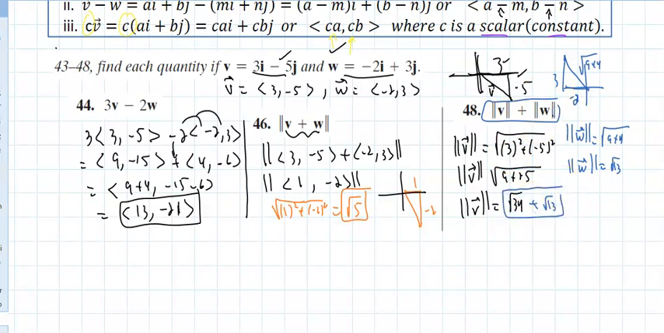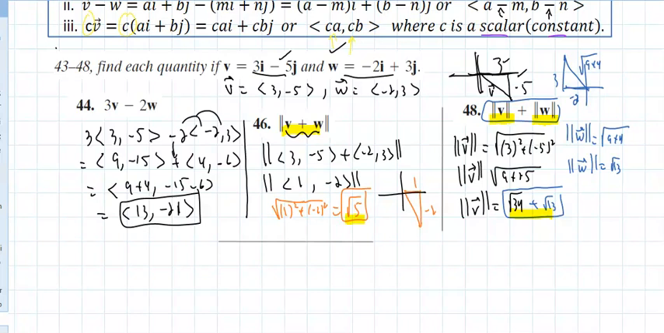And notice, this right here is nowhere close to that. So the magnitude of v plus w is not the magnitude of v plus the magnitude of w independently. Those are not the same. Do not make that mistake.